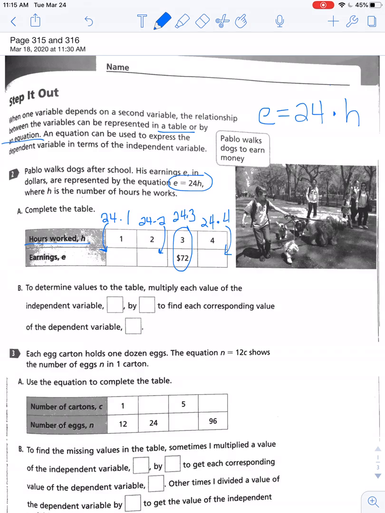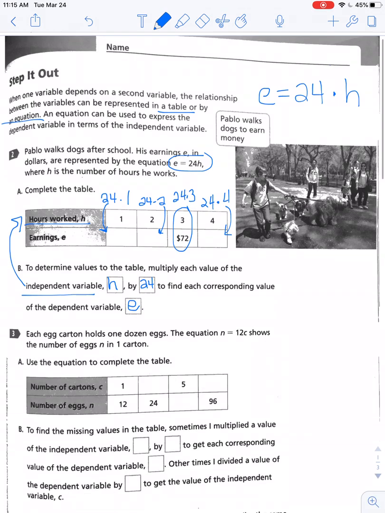Part B is just asking you to explain what you did. So you multiplied each value of the independent variable, and remember the independent variable is going to be the time, H, and every time we multiplied by 24, and that got us the answer for how much Pablo earned, E.